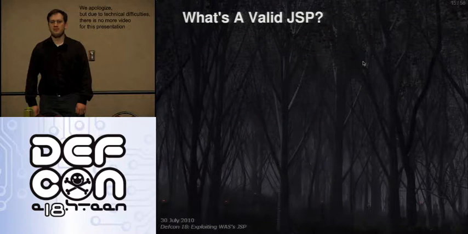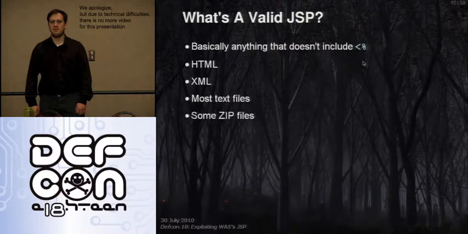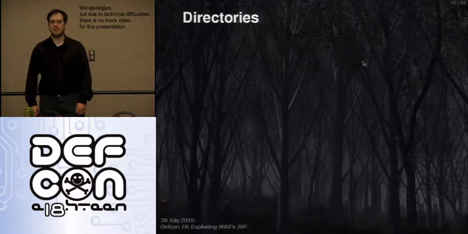So the question then comes, as you're looking at these files, is what's a valid JSP? It turns out that basically anything that doesn't include a less than % is a valid JSP as far as the WAS JSP engine is concerned. HTML usually qualifies under this, XML, most text files. Then you get some really weird ones, like you can download zip files and jar files. I didn't know these compiled as JSPs, but they do. Most class files also do. So you can get a lot of interesting things through the JSP engine in this manner. Still not doing anything too interesting, but what about directories?